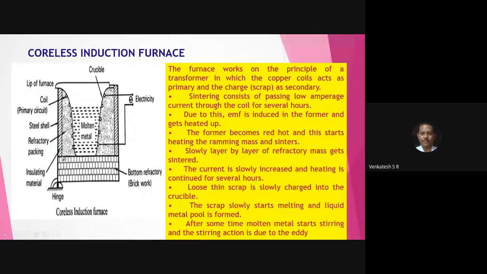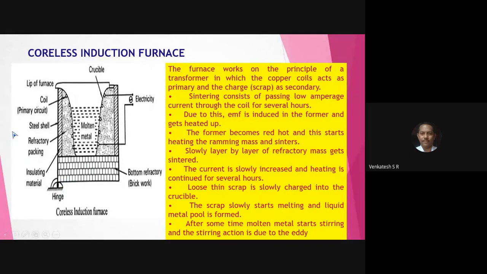Refractory packing, on which there will be insulating material, and all of you observe here, this is the bottom refractory made from bricks. Refractory bricks are available. From that they make the platform, and the complete unit is hinged at one point. All of you observe here, hinged at one point.